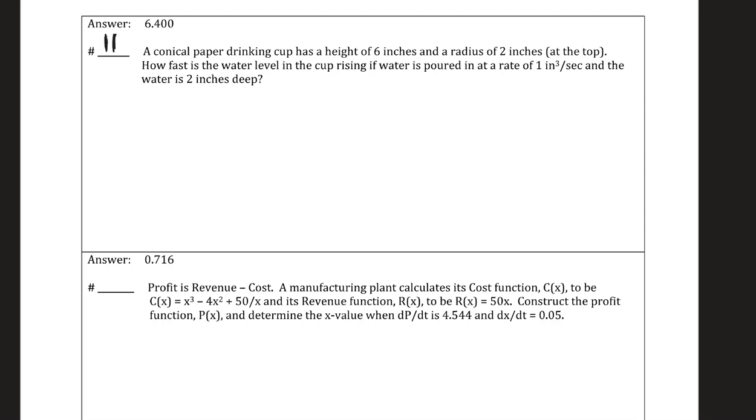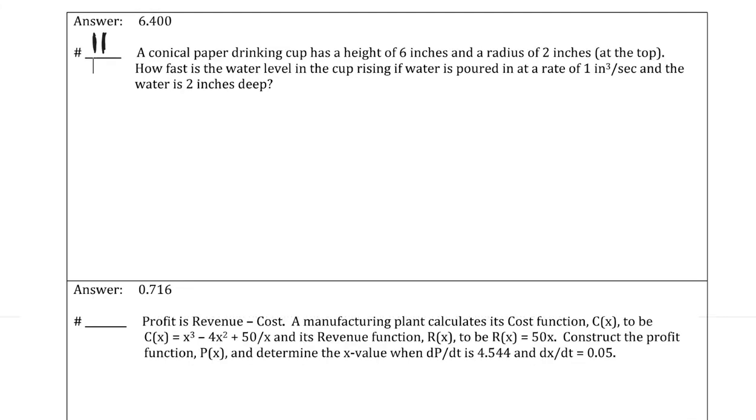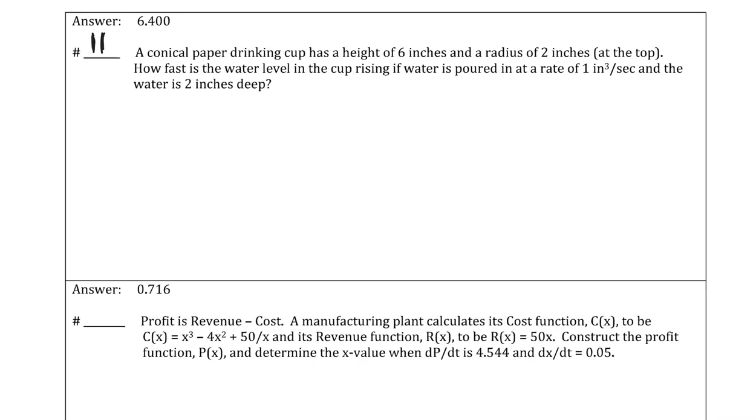About number 11. So in question 11, we have a conical paper drinking cup, so a cone. Of course, if you're drinking out of it, it's going to be upside down. And they tell us the height is 6 inches and the radius is 2 inches at the top. So when this is 6, this is 2.